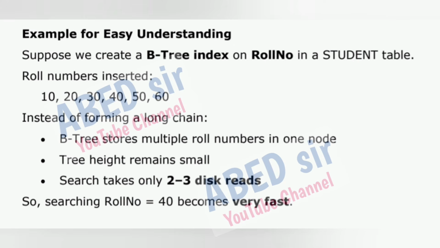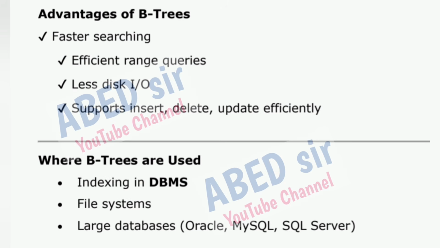Example for easy understanding. Suppose we create a B-tree index on roll no in a student table. Roll numbers inserted 10, 20, 30, 40, 50, 60. Instead of forming a long chain, B-tree stores multiple roll numbers in one node. Tree height remains small. Search takes only 2 to 3 disk reads. So, searching roll no is equal to 40 becomes very fast.